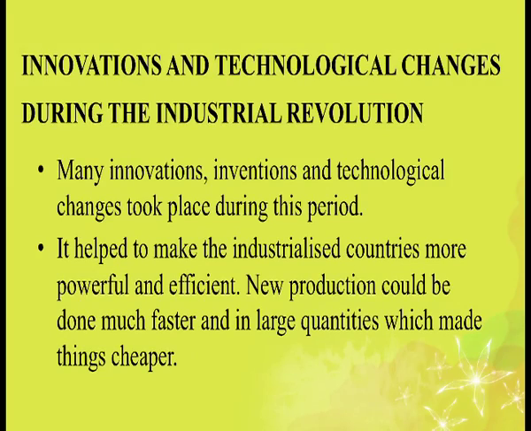Now let us see how innovations and technological changes during the Industrial Revolution were bringing about changes in the world. Many innovations, inventions and technological changes took place during this period. It helped to make the industrialized countries more powerful and efficient. New productions could be done much faster and in larger quantities, which made things cheaper. These inventions had maximum impact on the textile and transport industries, which you are going to learn now.